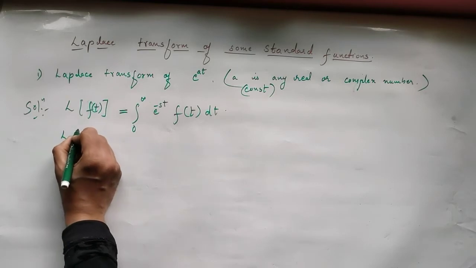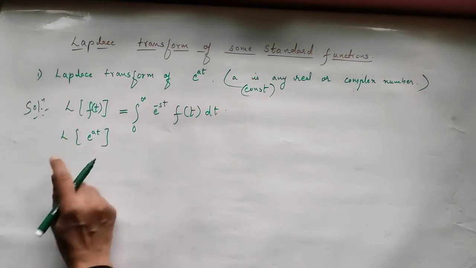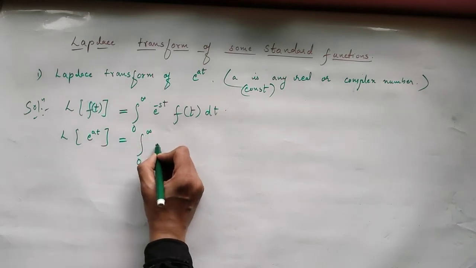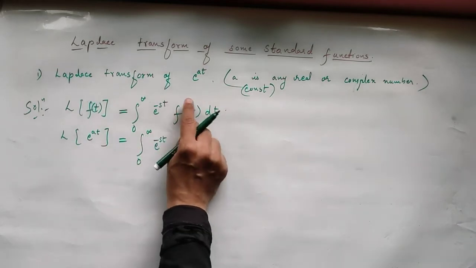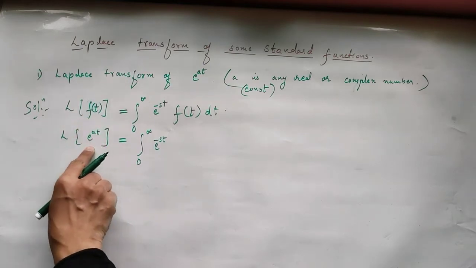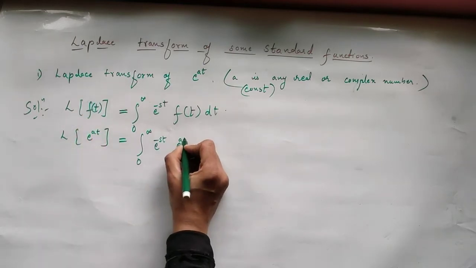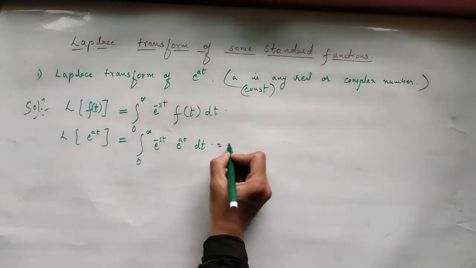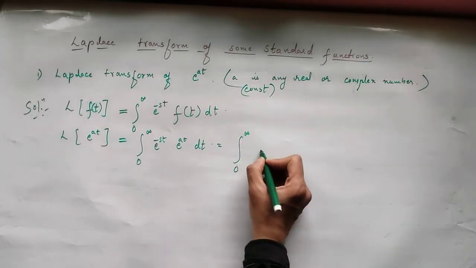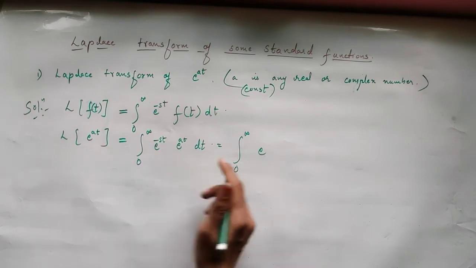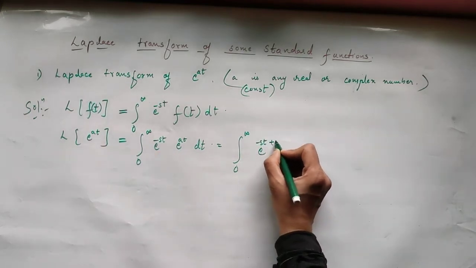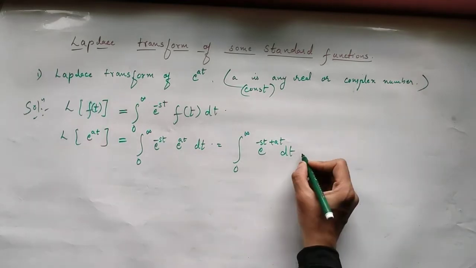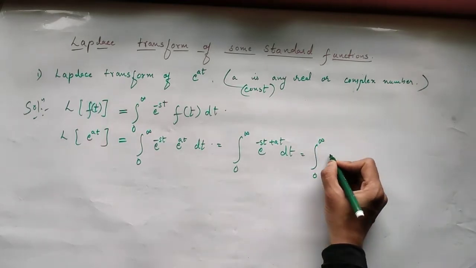Now in this case we are working for e to the power at, that is the Laplace transform of e to the power at. So it will be equal to integration from 0 to infinity e to the power minus st, and f of t here in this case is e to the power at. So e to the power at comes over here, dt. Is it? Now I can rewrite this as integration from 0 to infinity e to the power, now I can take it as minus st plus at by using the laws of indices. Is it?